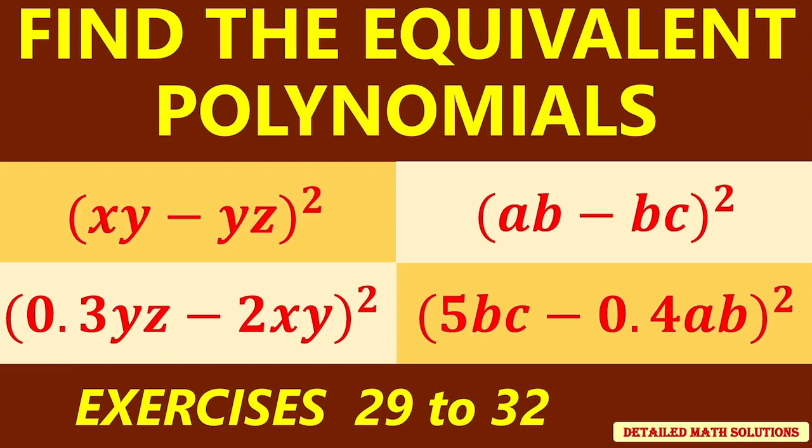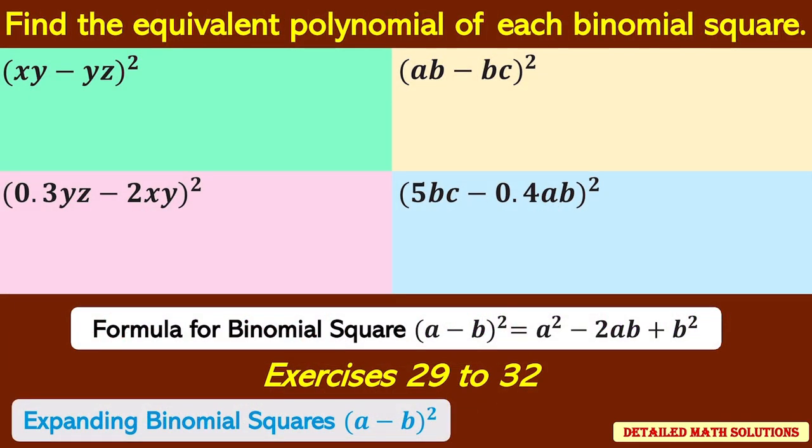In this video, I'm going to write step by step how to find the equivalent polynomial of each binomial square displayed on the screen. To solve these exercises, I'm going to use the formula for binomial square, (a minus b) squared equals a squared minus 2ab plus b squared.